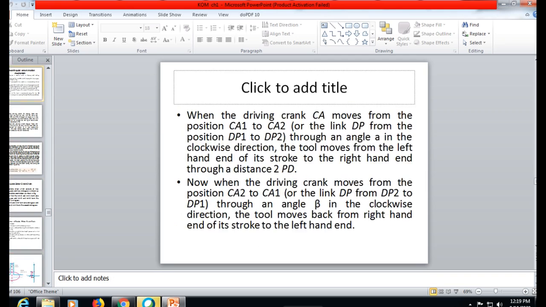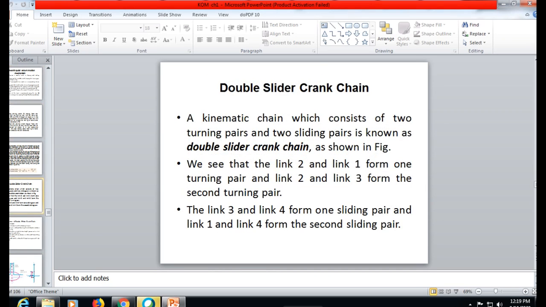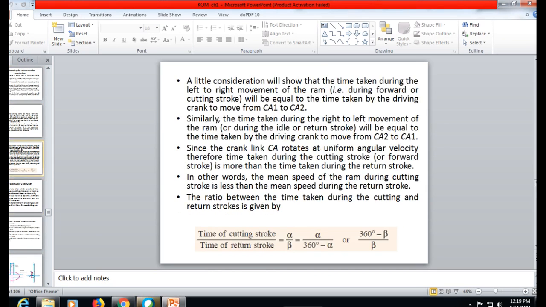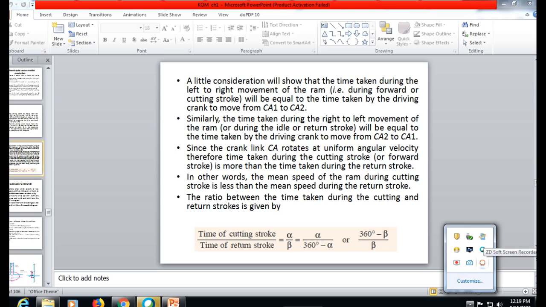After that we have the double slider crank mechanism also, which we'll see in the next class. So we'll not continue to the double slider now. Let us stop here.